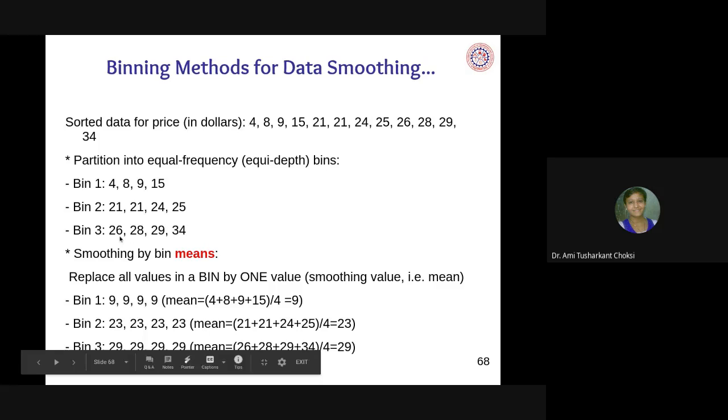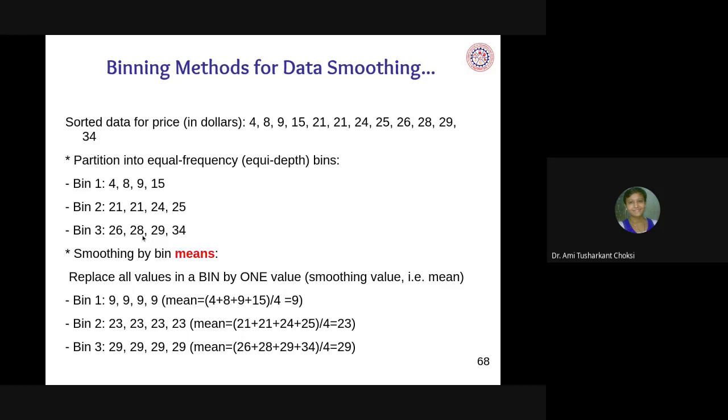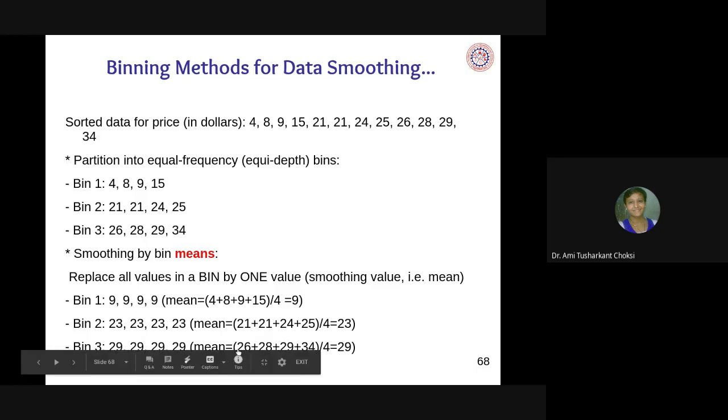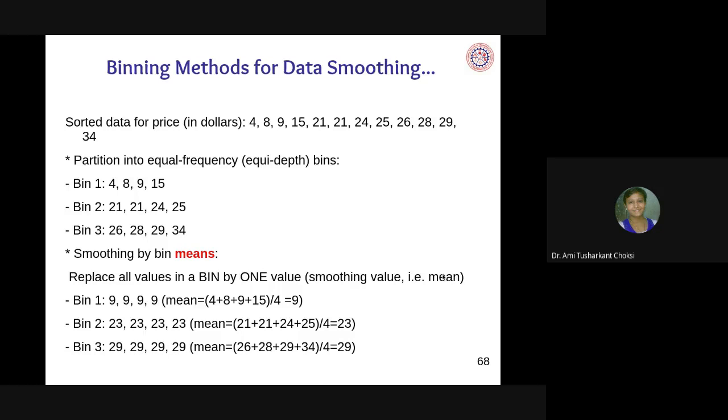What about the third bin? It is 26, 28, 29, 34. Take the mean of it: 26 plus 28 plus 29 plus 34 divided by 4, that is 29. So in bin 3, we'll have the data 29, 29, 29, 29. Now, smart people will say we'll directly smooth the bins and write the data as 9, 9, 9, 9, 23, 23, 23, 23 and 29, 29, 29, 29.